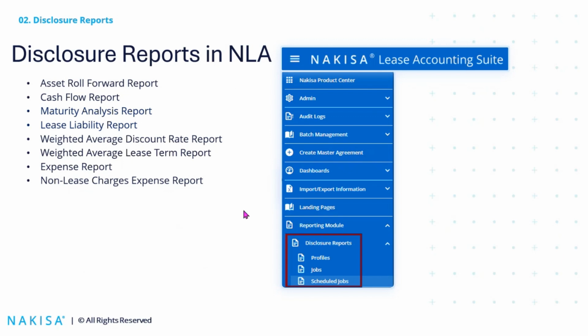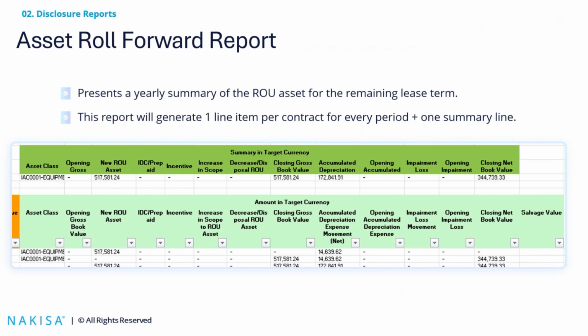So these are the disclosure reports that are available in NLA, which is for compliance, and they are under our lease accounting suite, and you'll see them right under the reporting module. These are not new reports, but I'm still going to go through them. If anybody has a question, feel free to ask. Does anybody have a question as of now, just for the introduction? Okay. So we'll go quickly through the disclosure reports that we have.